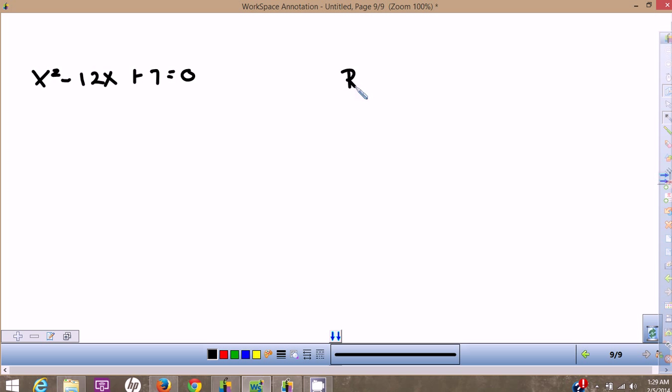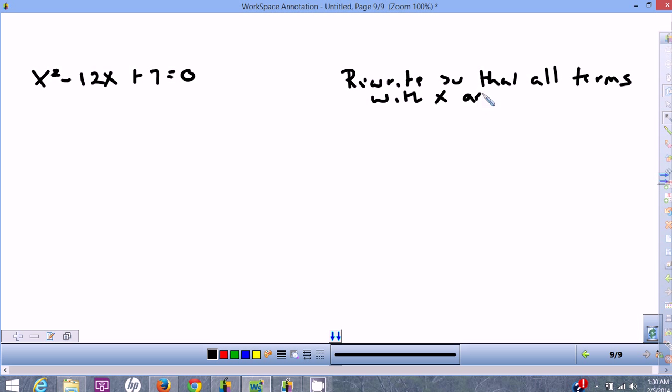To begin this kind of problem, we rewrite our quadratic so that all terms with an x are on one side. We want the x squared and the x terms to be on one side, and we want the constant terms to be on the other side. So in this case, we're going to have x squared minus 12x equals negative 7. Remember, change sides, change signs.